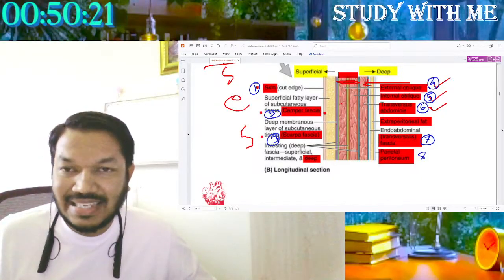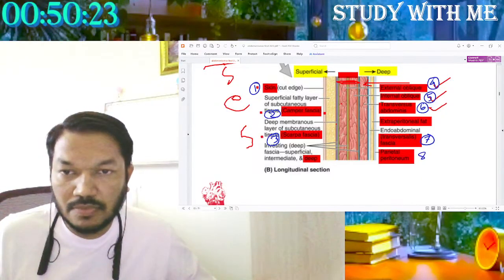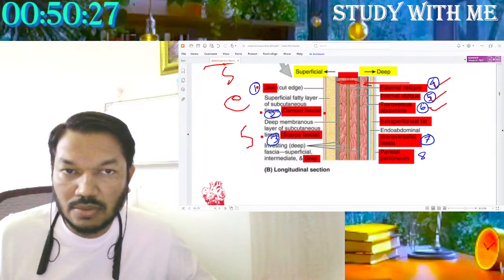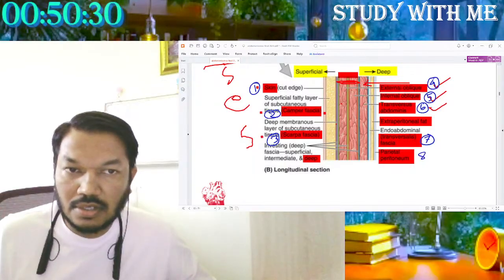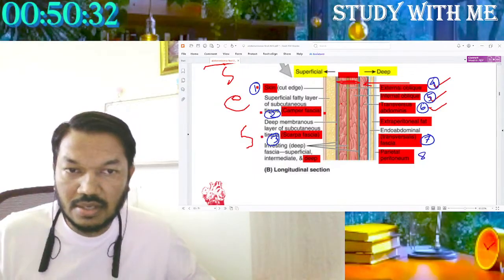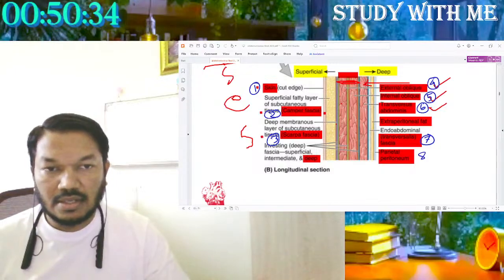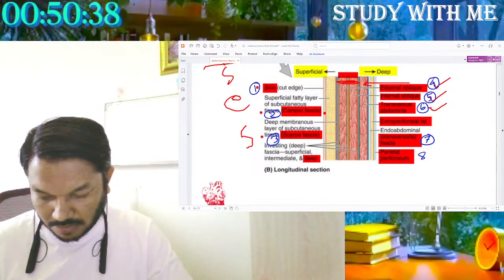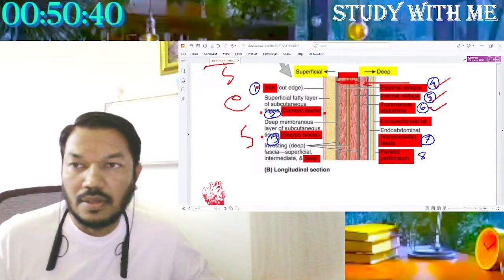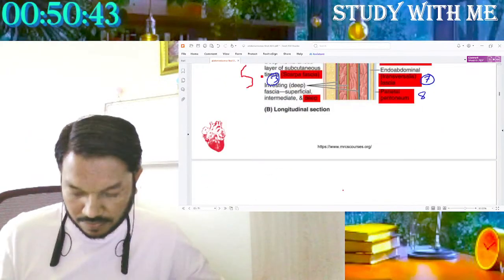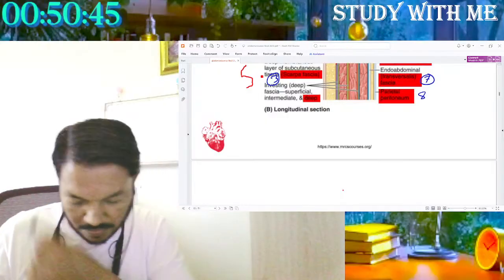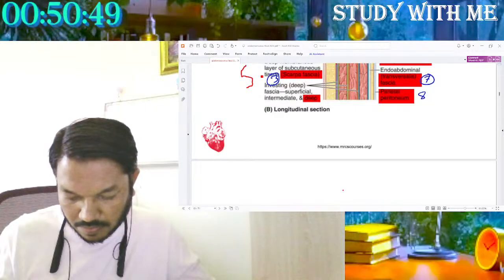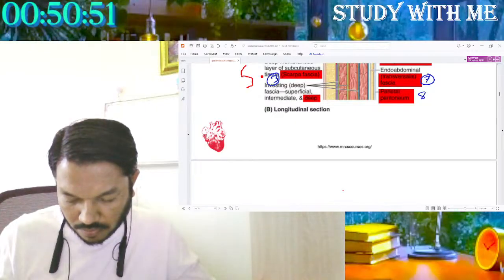So first will be the skin, then Camper fascia, Scarpa fascia, then external oblique, internal oblique, transversus abdominis, transversalis fascia, then parietal peritoneum. Then external oblique.